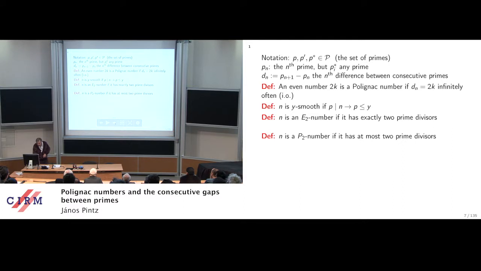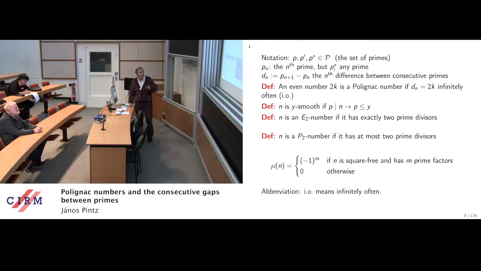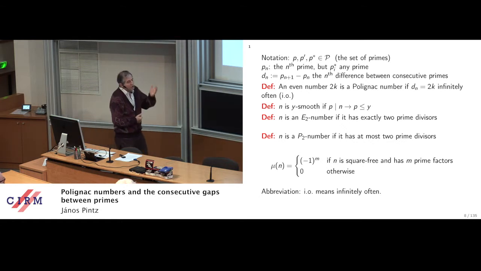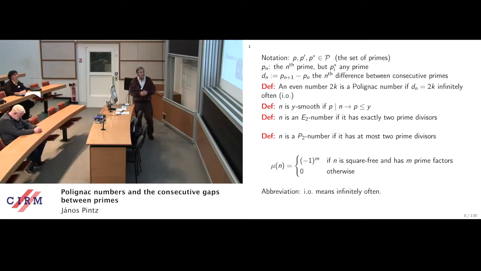Now, mu is the Möbius function, and we will use the abbreviation I.O., which means infinitely often. If for a formula you see this I.O. at the end, that usually means the formula is true for infinitely many values of n. The running variable will usually be n.